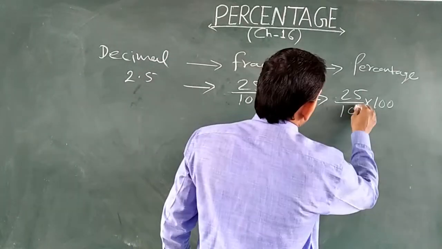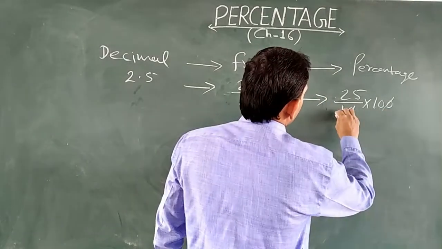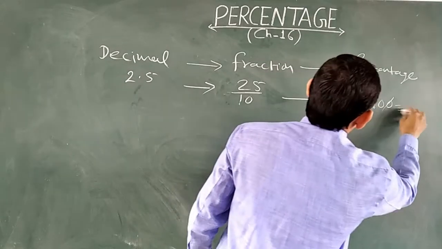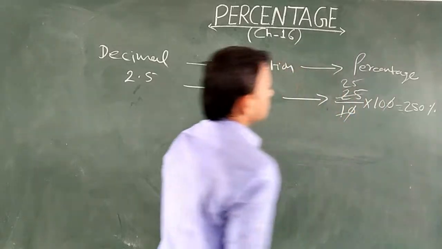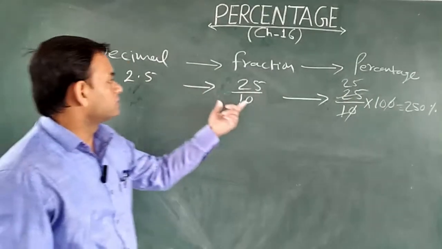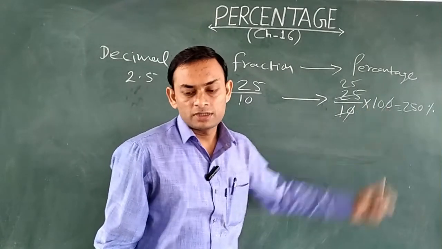So you can change it. 0 to 0 will be cancelled, and 25 is 25 and 25 tens are 250. Okay, 250%. Got it? So we have changed the decimal first of all into fraction and fraction into percentage.